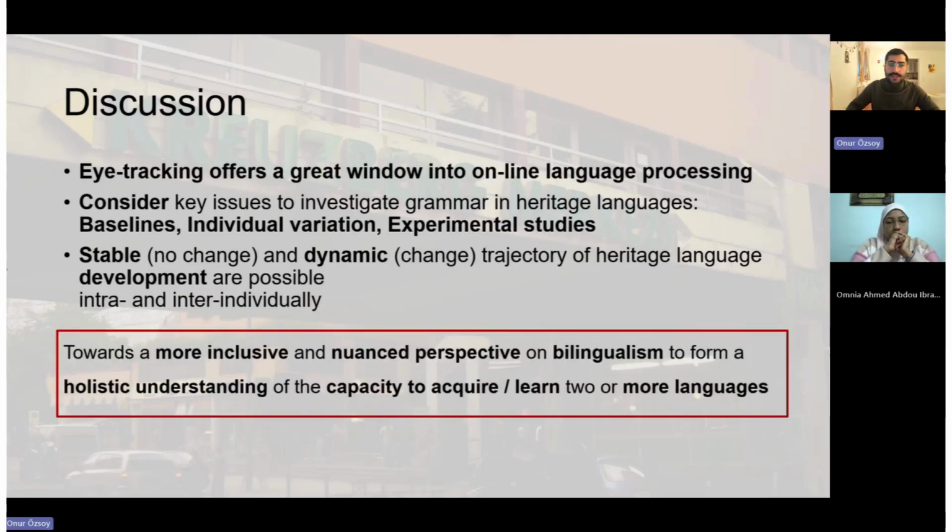And all of this hopefully will lead heritage language research and my subfield towards a more inclusive and nuanced perspective on bilingualism, to form a holistic understanding of the capacity to acquire and learn two or more languages and also to use them.